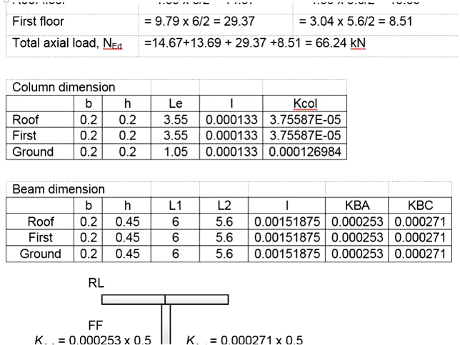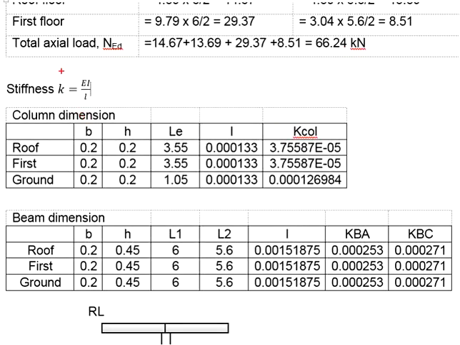Having the properties determined, now we are interested in getting the stiffness of the column. The stiffness is determined by K equals EI per L. E stands for modulus of elasticity. I is the second moment of inertia, and L will represent the effective length. The purpose of determining the stiffness is for us to get the distribution factors. Based on the distribution factors, we can estimate the moments taken by the column.